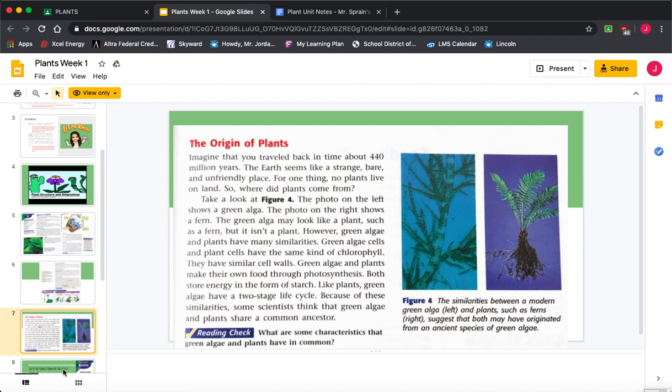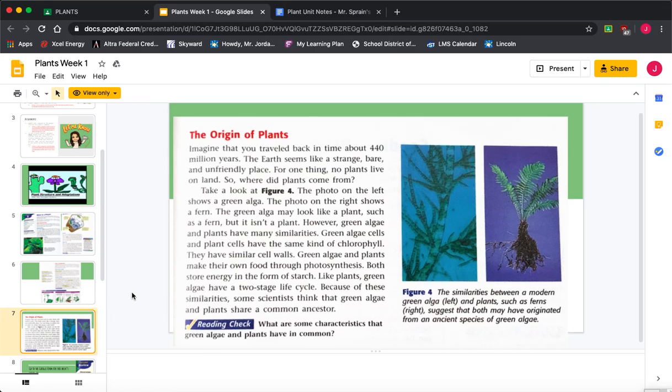Green algae and plants make their own food through photosynthesis. Both store energy in the form of starch. Starch is another form of sugar, by the way. Like plants, green algae have a two-stage life cycle. Because of these similarities, some scientists think that green algae and plants share a common ancestor.